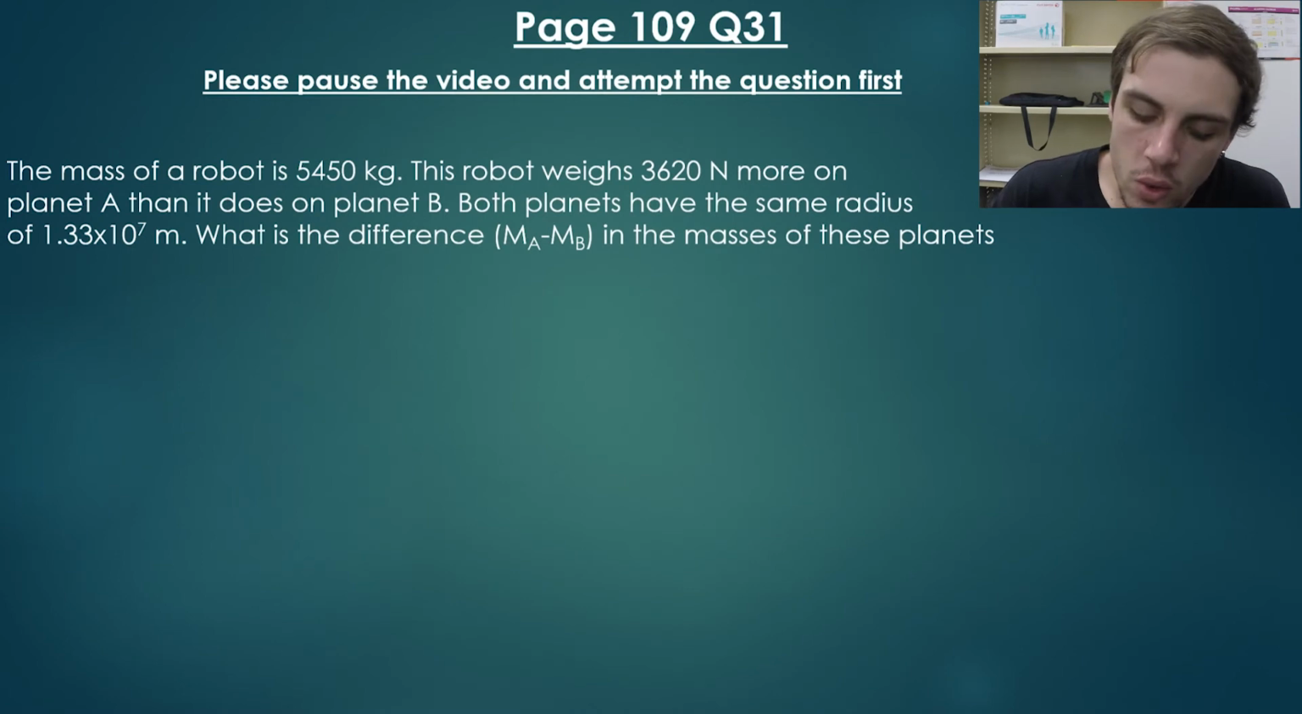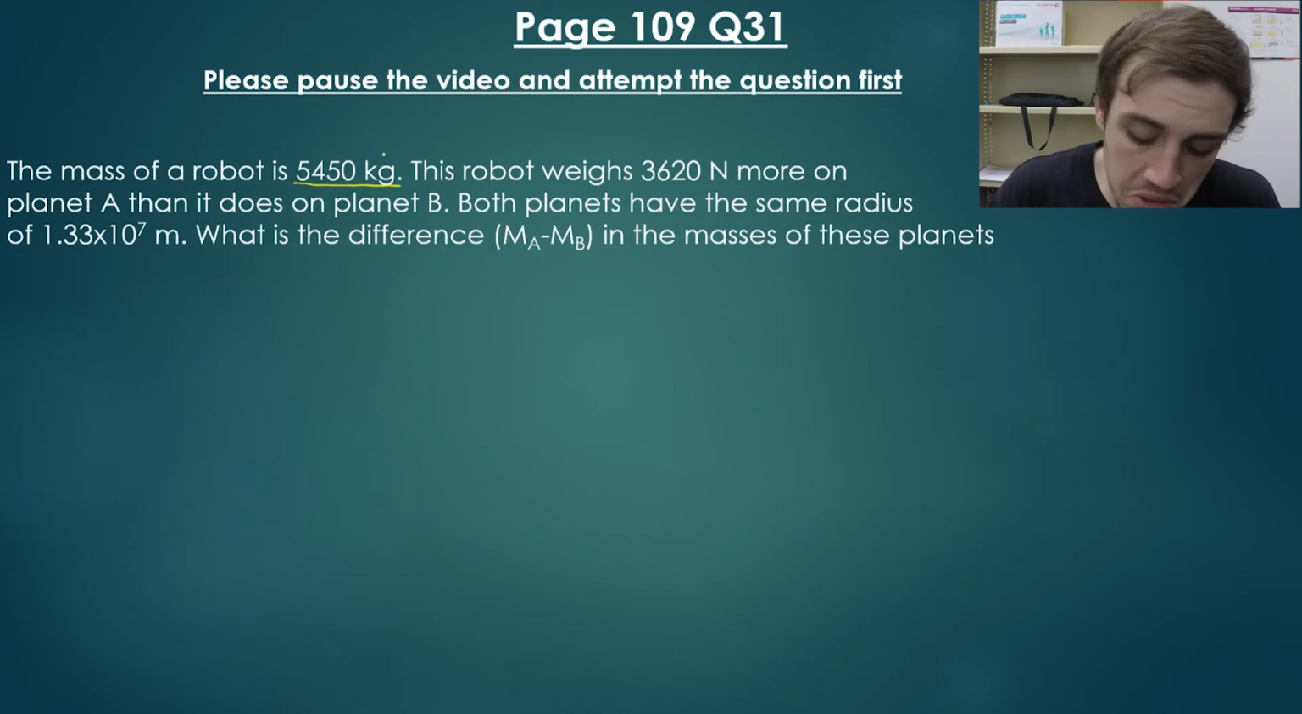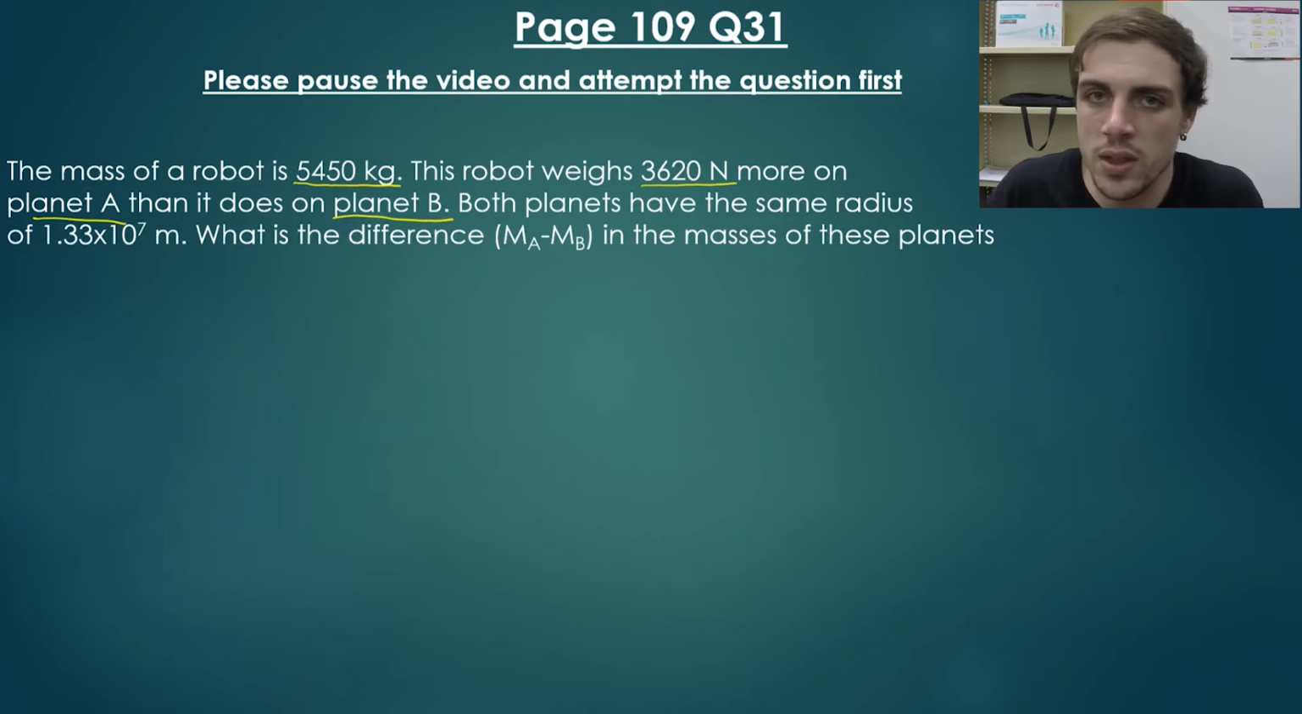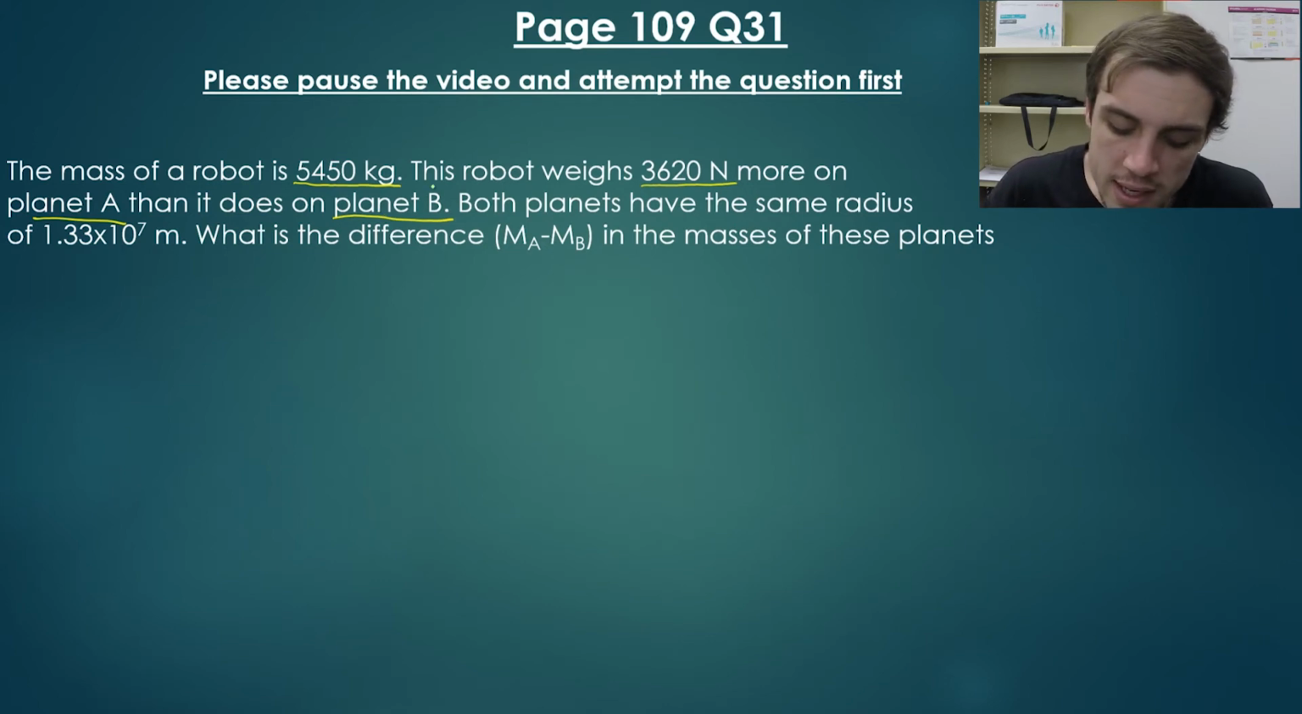Okay, so let us now have a look at question 31. The mass of a robot is 5,450 kilos. This robot weighs 3,620 newtons more on planet A than it does on planet B. That is interesting, because what's jumping out at me so far is they're talking about planets. It's quite customary for us to make assumptions based on things we know about Earth. So the fact that we're looking at different planets is putting me a bit on edge, so I know I need to pay particular attention and be careful with what assumptions I make.